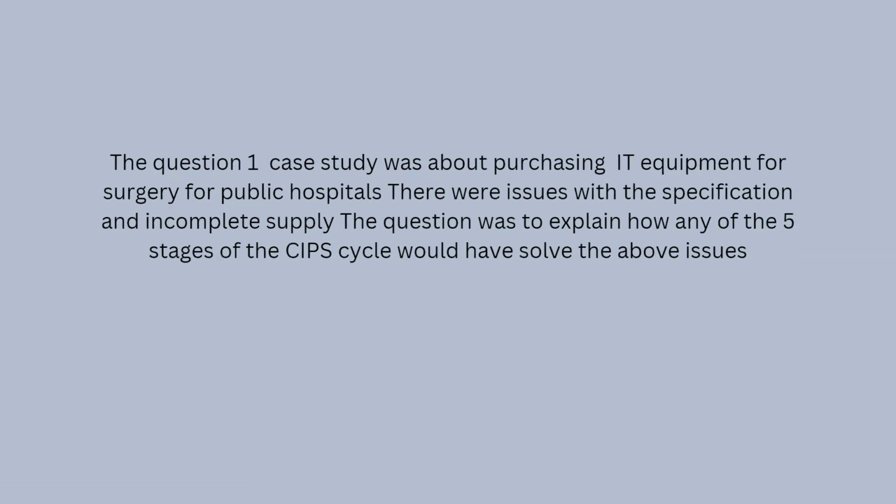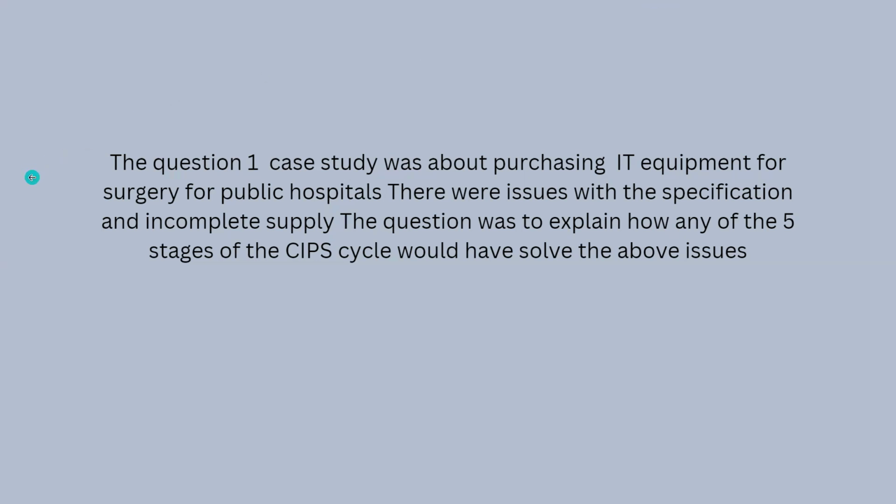Okay, so we have a scenario about purchasing IT equipment for surgery for a public hospital. There were issues with the specification and incomplete supply. The question was to explain how any of the five stages of the procurement cycle would have solved the above issues. Okay, so they have very specific problems like issues with the specification and incomplete supply.